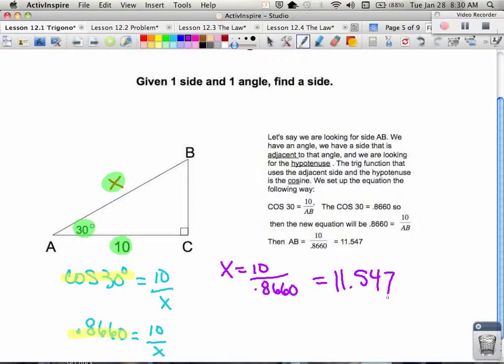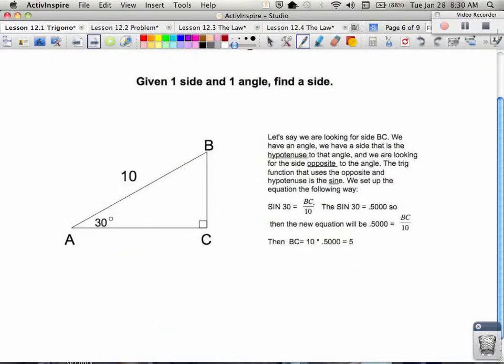Let's try another problem. In this problem here, again we're given a side and an angle, and we're finding a third piece, a side. So as I look for this side, we want to find the side BC. I'm going to call that x. I notice that they gave me a 30-degree angle, they gave me a hypotenuse, and they're asking for the side opposite to the 30-degree angle.